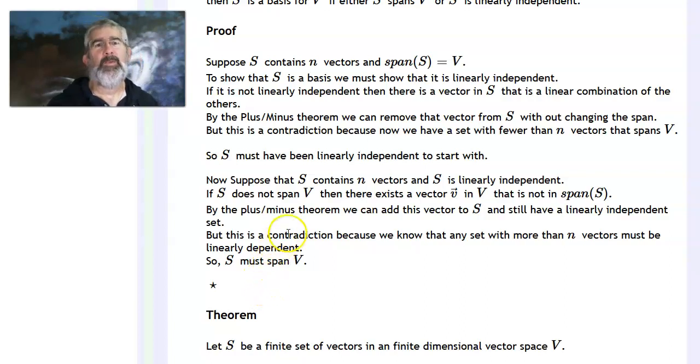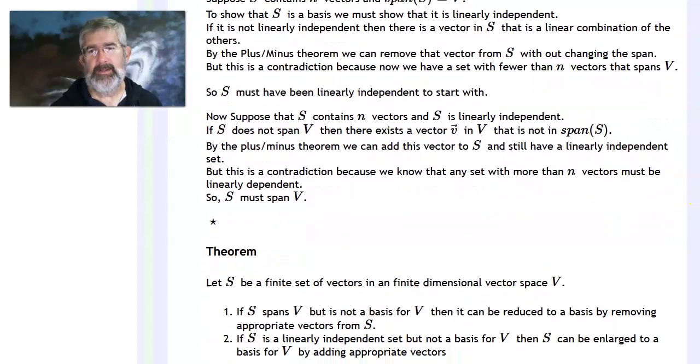Either way, one condition implies the other because you know the dimension of the vector space. If I didn't know the dimension, that wouldn't necessarily be true. Next.